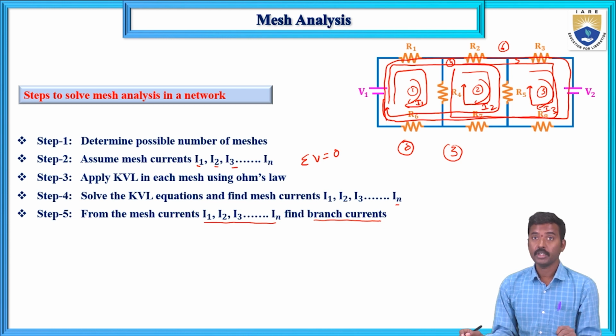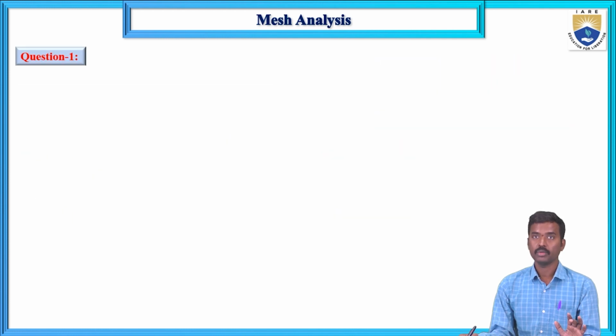Step 1 is to determine the possible number of meshes. Step 2 is to assign the mesh currents I1, I2, I3 in the clockwise direction. Step 3 is to apply KVL in each mesh. Step 4 is to solve the KVL equations and you will get the mesh currents I1, I2, I3. Next, from the mesh currents, determine the branch currents. Let us take one example.